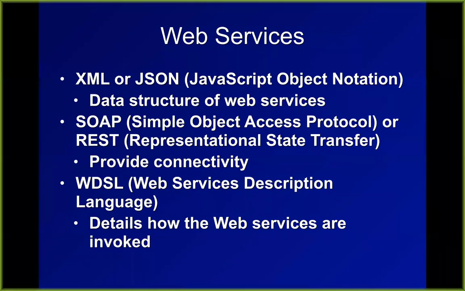JSON, JavaScript Object Notation, is just another way to record things. SOAP and REST are ways to request these objects off the server. And WSDL is the language you use to write a file that specifies all the services on your server and how they should be used.